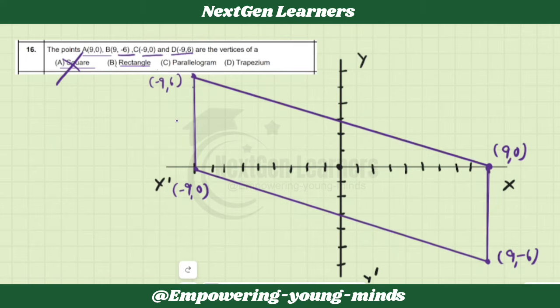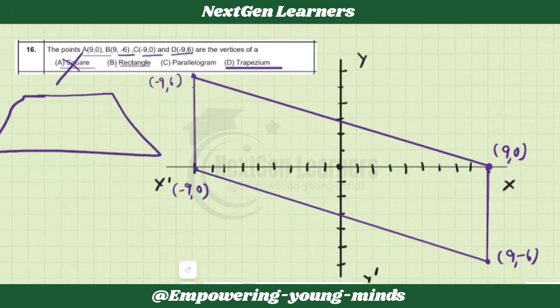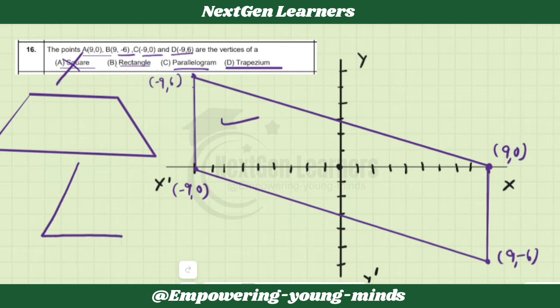And for a trapezium, the trapezium will look like this. So this is not a trapezium as well. Now let's check for parallelogram. So it is a parallelogram because a parallelogram shape will look like this. So answer option C is correct. Now let's move to the next question.